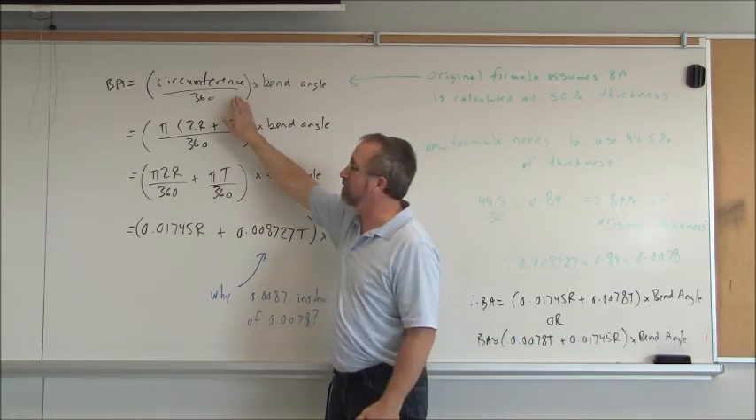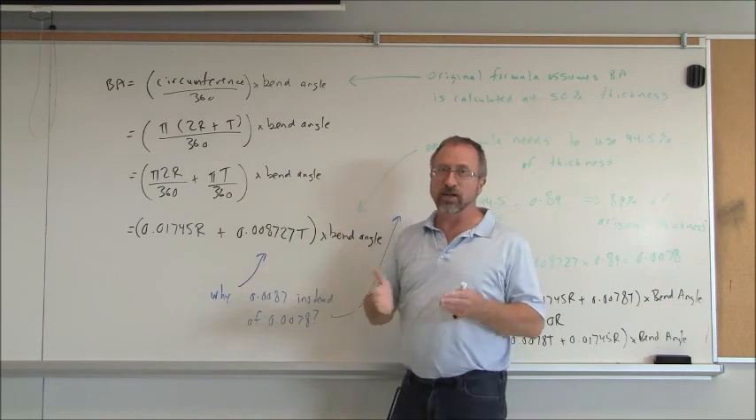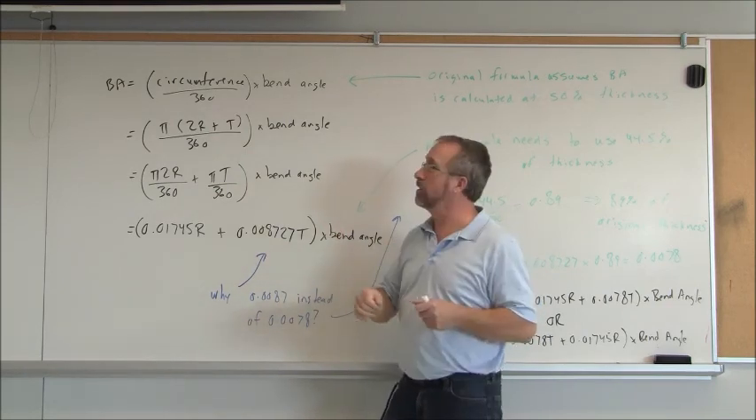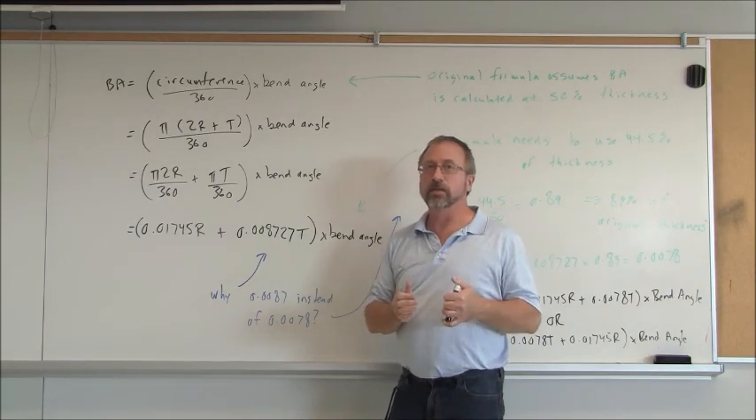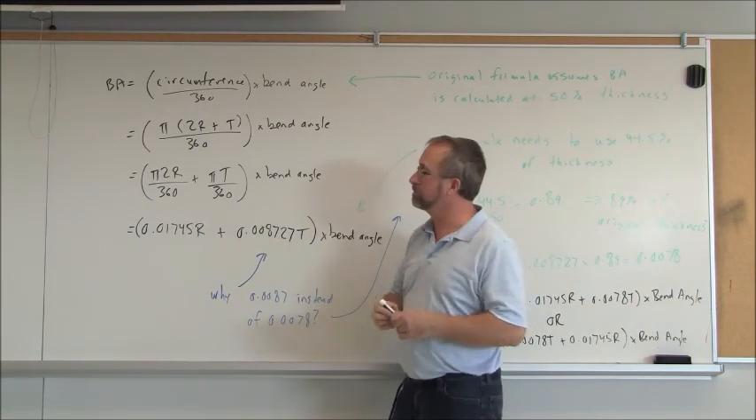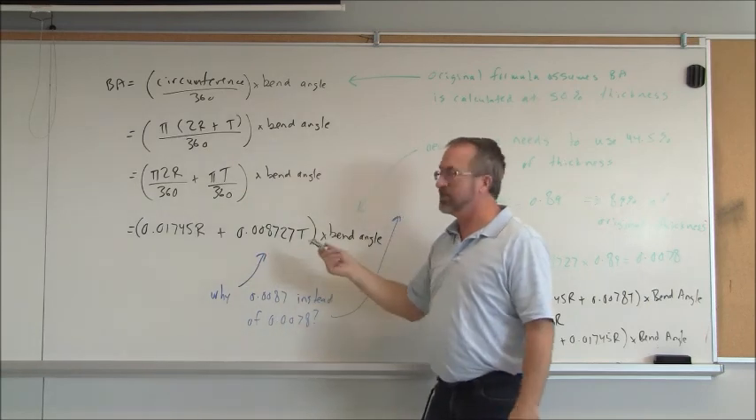And we calculated circumference divided by 360 to find out how far 1 degree went around that circle. Then multiplied by the angle to find out how many that many degrees would cover. And thus calculated the bend allowance. Then I said, you know what, we can make this other formula.